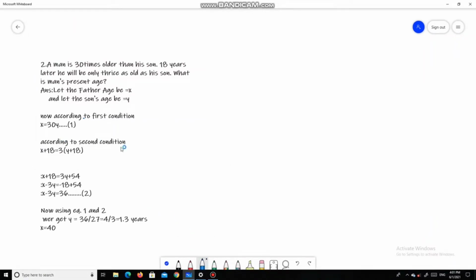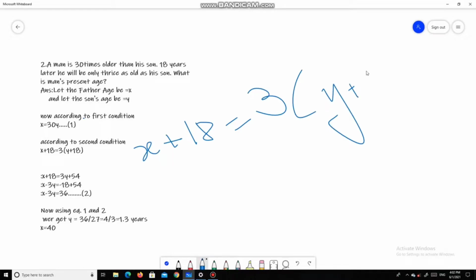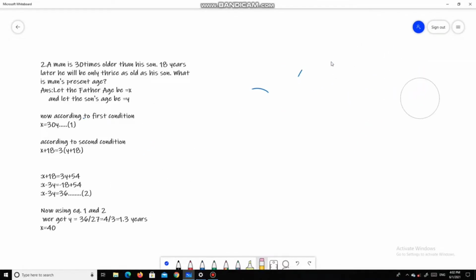Okay. According to the second condition, 18 years later the father's age is x, so x plus 18, and the son's age is y plus 18. The father is thrice as old as his son, so we have to multiply the son's age by 3, so 3 into y plus 18. Okay, this is the equation we made, and we have to solve it now.